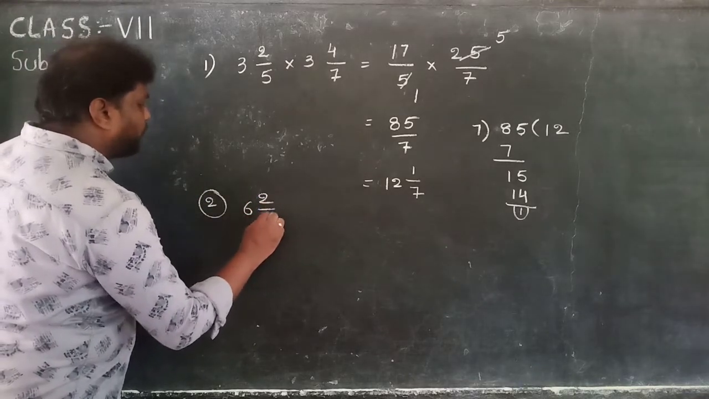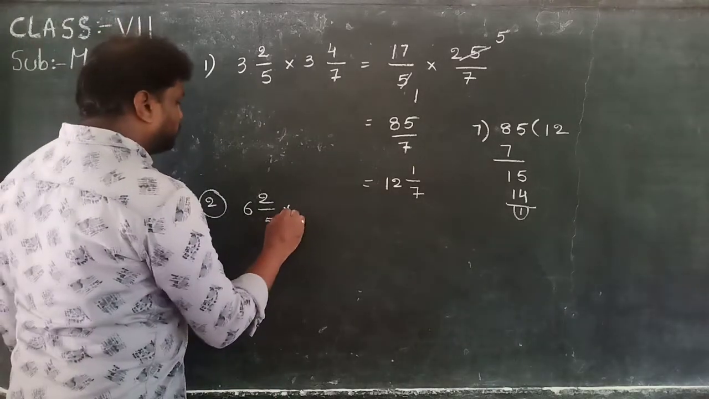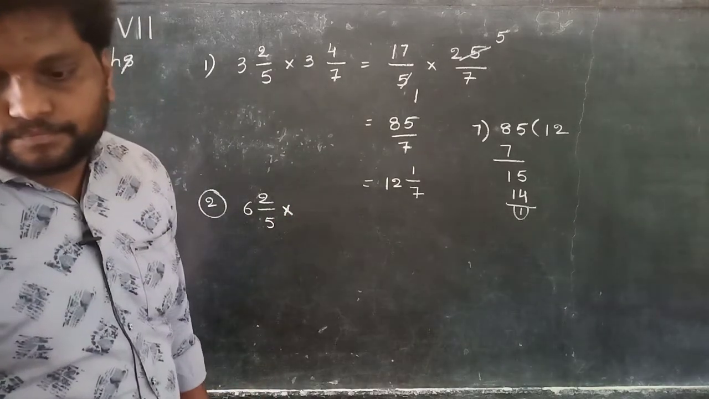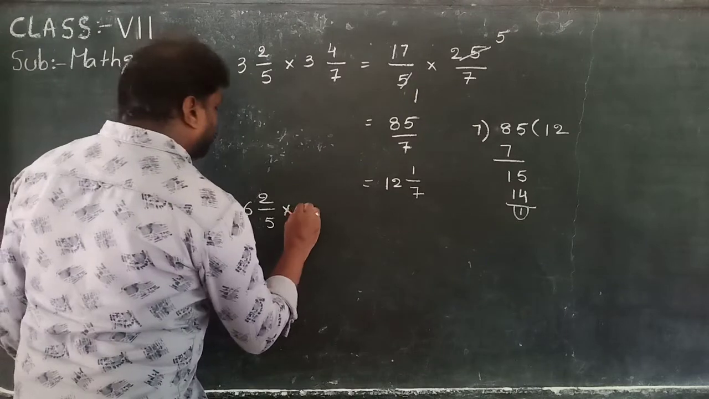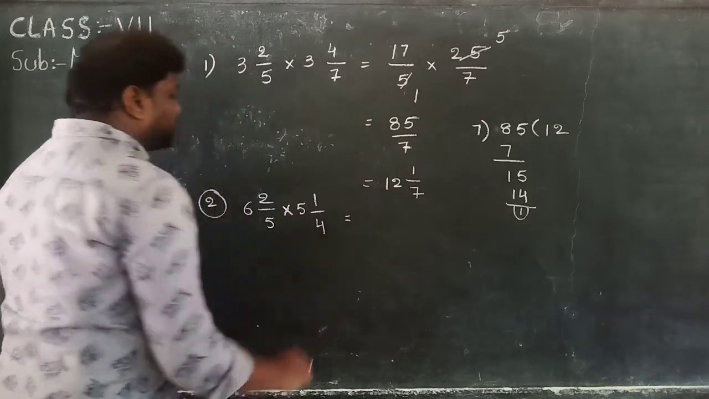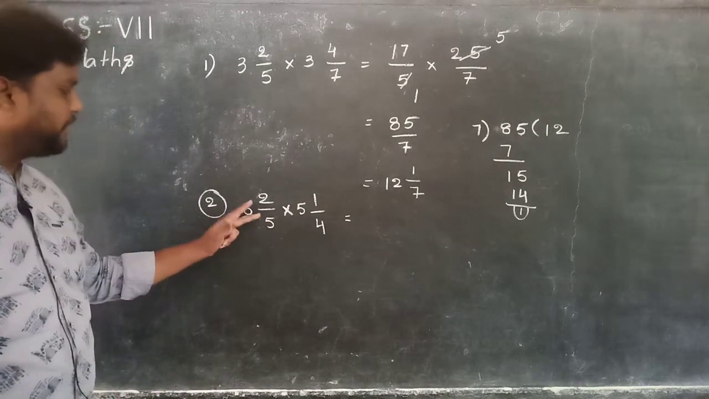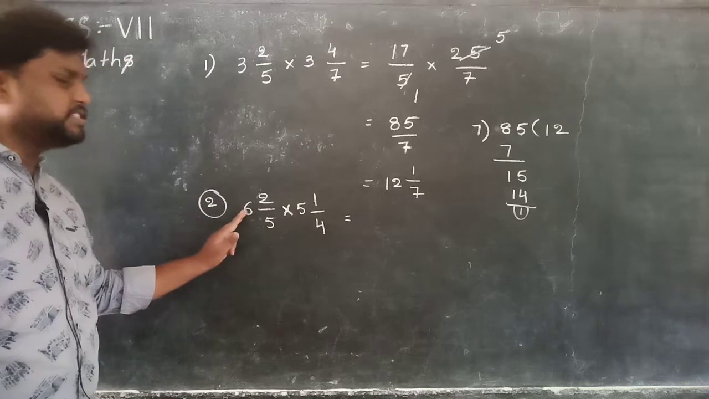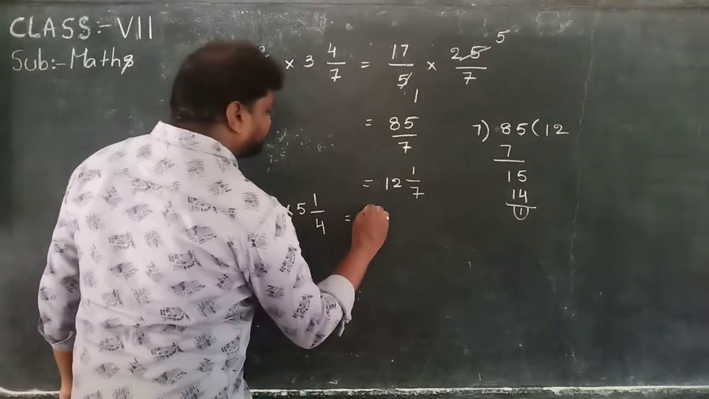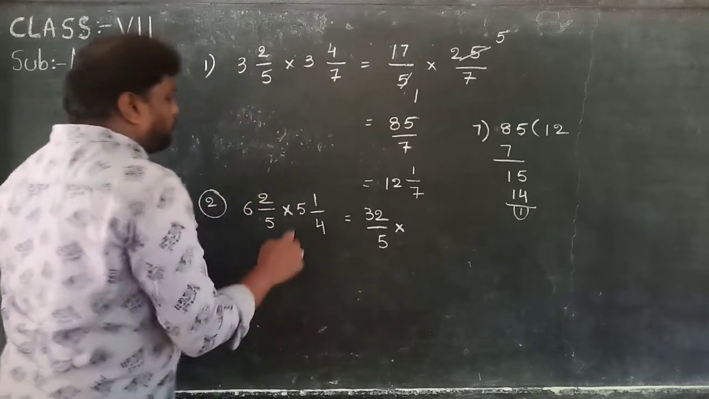6 2 by 5 into 5 1 by 4. See here, first of all multiply 5 and 6 is 30, plus 2, 32 by 5, into 5 1 by 4.